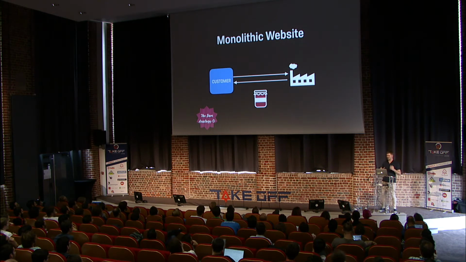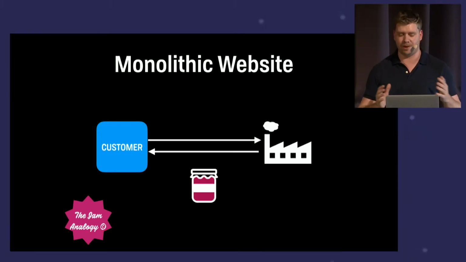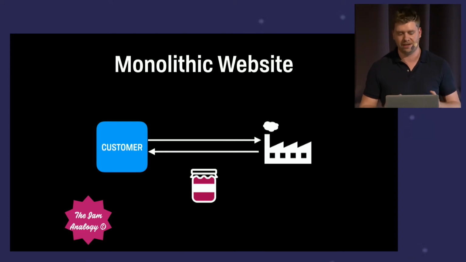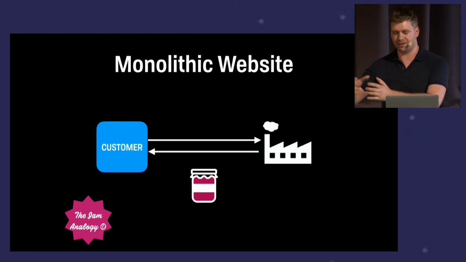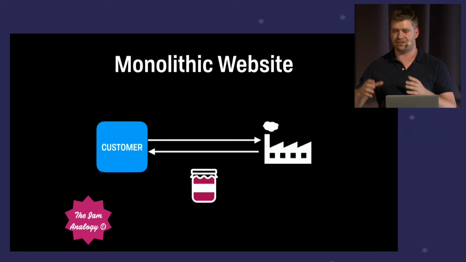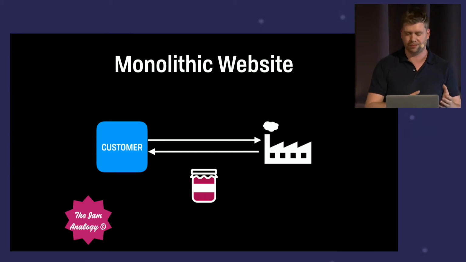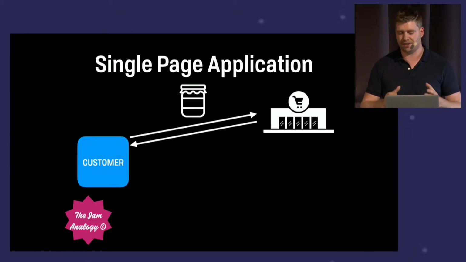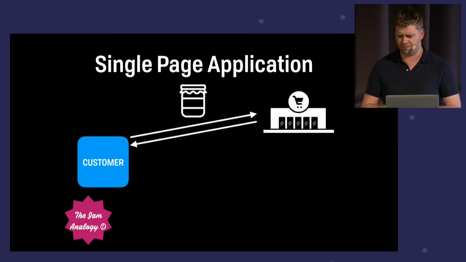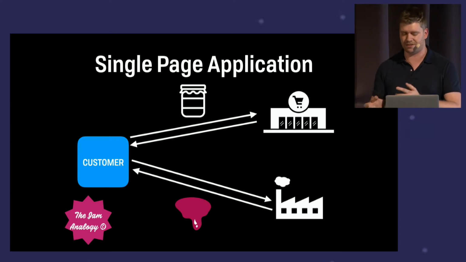So if you're accessing a monolithic website, then a customer is going to the factory where they have all those jars stored, and they pour some jam inside the jar, so that you can just get the jar of jam home. If you access a single page application, the customer will first have to go to the superstore to buy an empty jar, and he will get home and realize, I need some jam to put inside. So he'll have to go to the factory to get his jam.